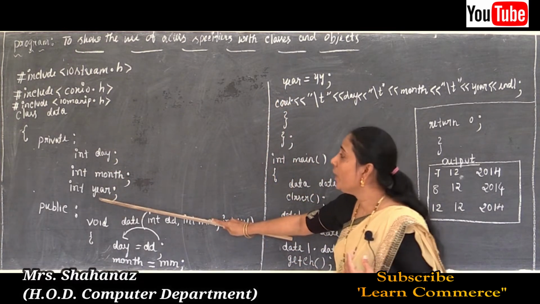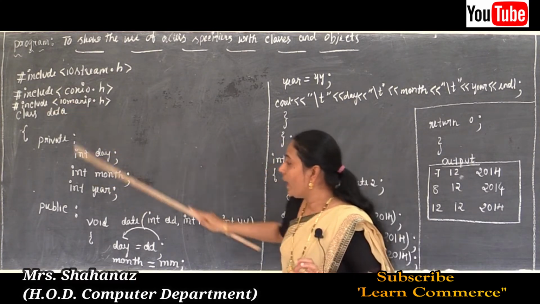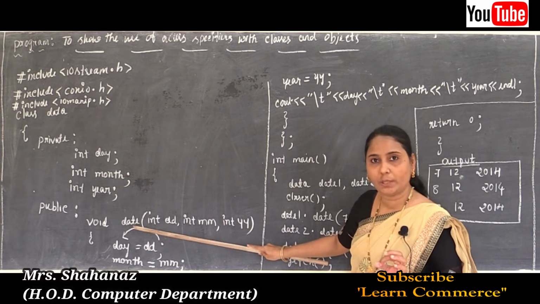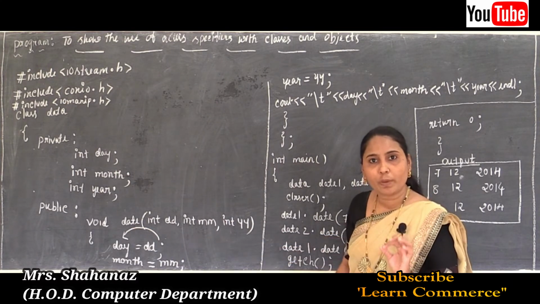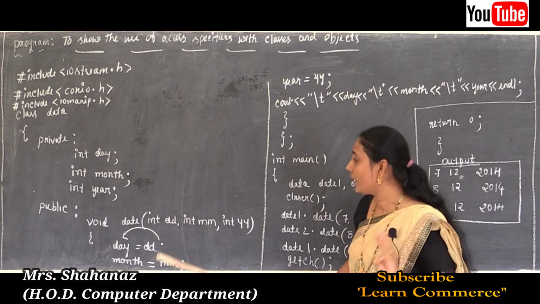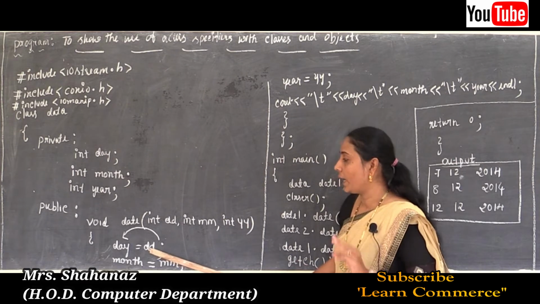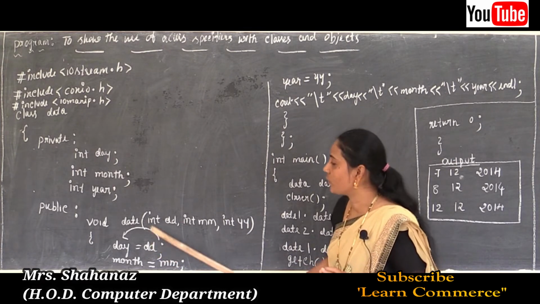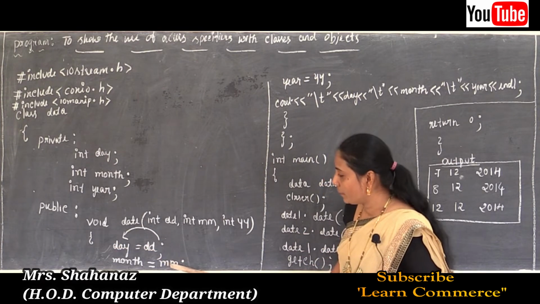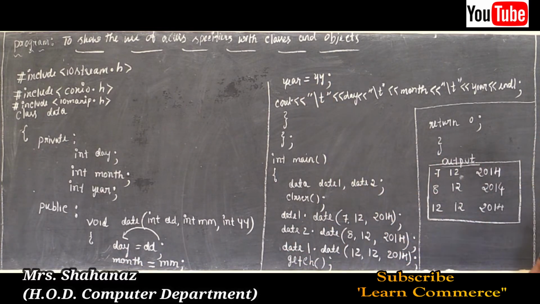Is this point clear? So all are the member data of the class date, and the member function name is date, and such member function has 3 arguments: dd, mm, yy. Now whatever I added in dd is going to be added to day, mm is added to the month, and yy is going to be added to our year.